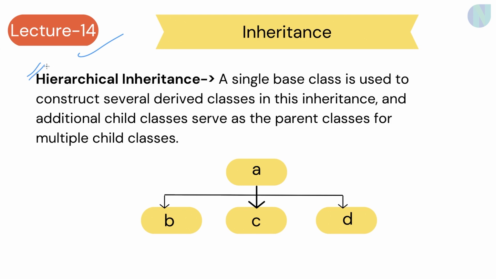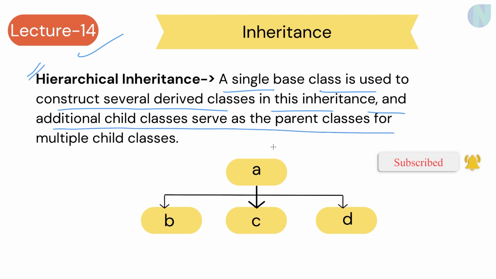So basically in the prior videos we had a look at single inheritance, multiple inheritance, multi-level inheritance, but here we would be having a look at hierarchical inheritance. So without any further delay, let's get started. So as you can see, in this particular inheritance, a single base class is used to construct several derived classes, and additional child classes serve as a parent class for multiple other child classes. Now this seems very tough to understand. So let's see from an example.